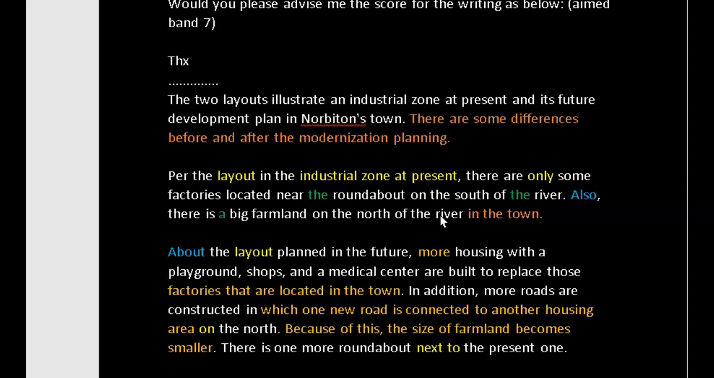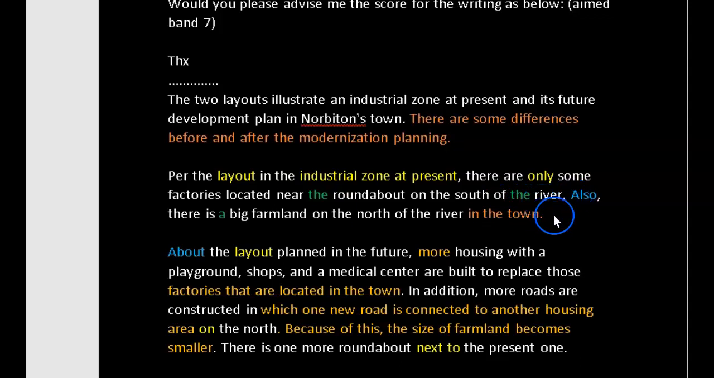is the use of articles. A, an, and the. Okay. Near the roundabout. Have we mentioned the roundabout before? No. South of the river. What river? We haven't mentioned it before. When you're talking about a countable noun and you're mentioning it for the first time, you need to use a or an. Okay? Near a roundabout. To the south of a river, not the.